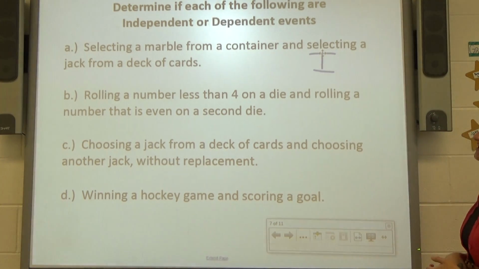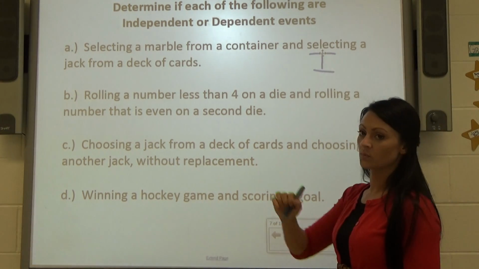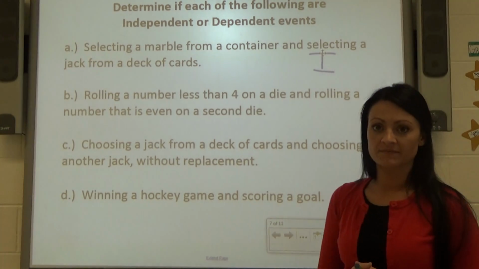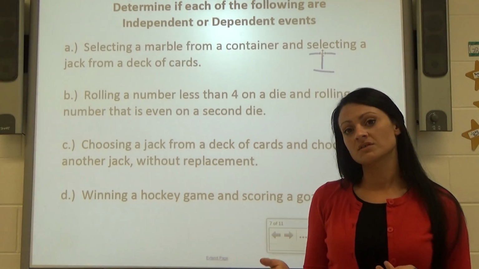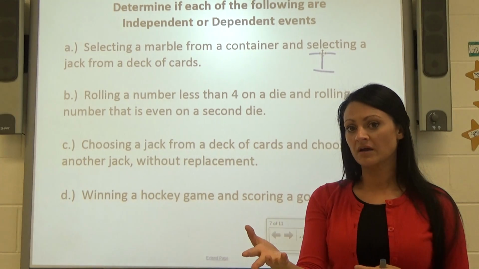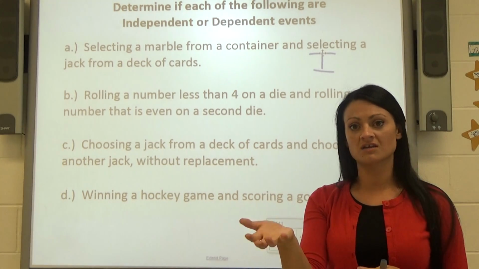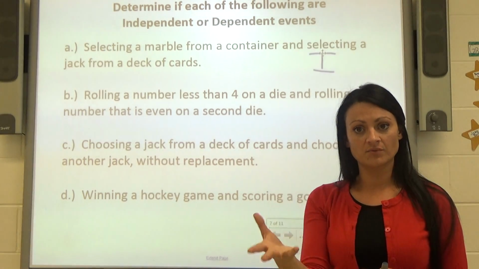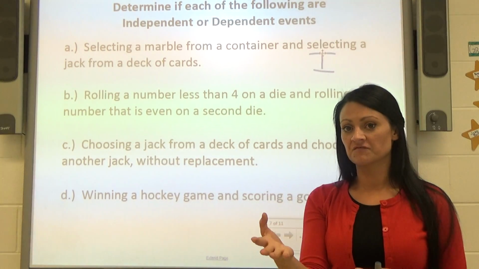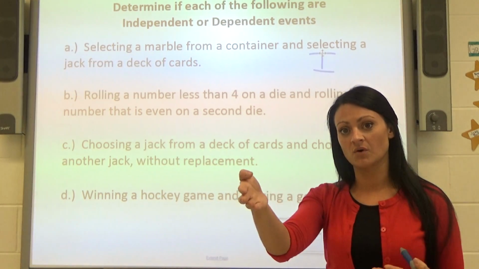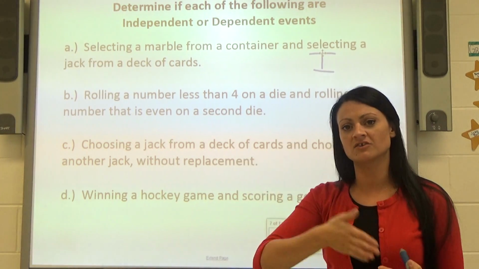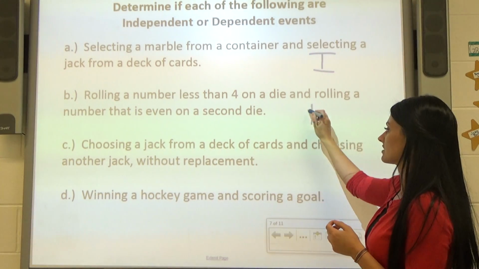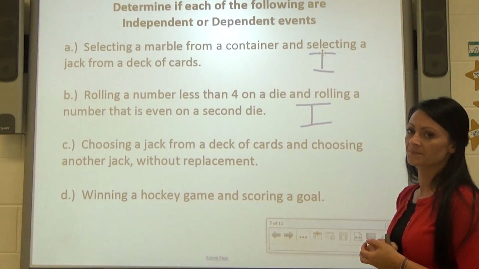A number less than 4 on one die, and a number that is even on another die. Even if I was using one die, every time I roll, because it's just a standard die, it's not been manipulated in any way, every time I roll, that doesn't affect what happens on the next roll or what happened right before it. There's no correlation between those two. They don't affect each other. So this is another independent scenario.